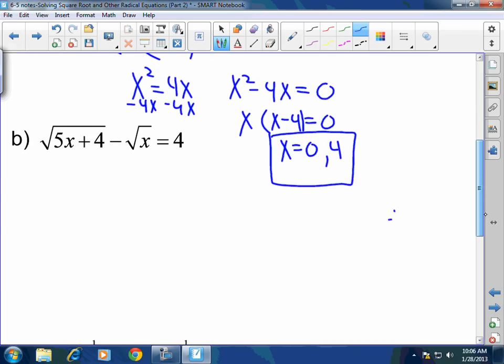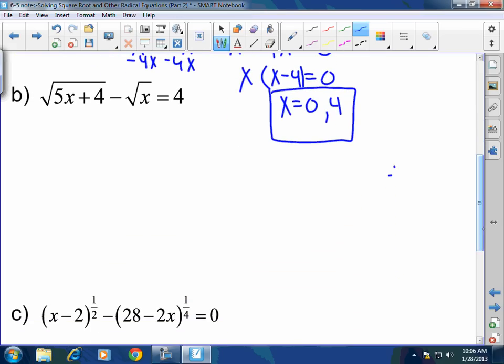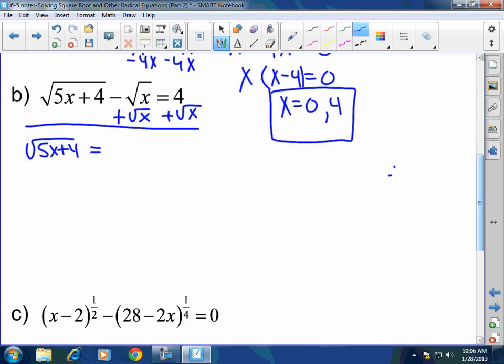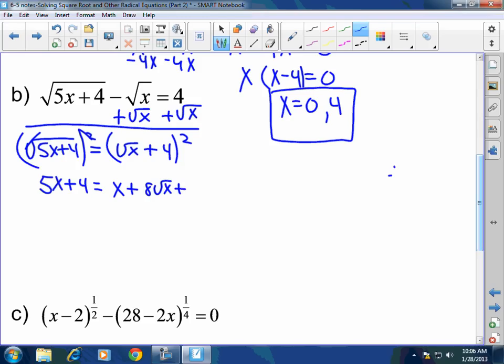Okay. Let's go ahead and do another one. Same difference. Get one of the square roots alone on one side. So I have the square root of 5x plus 4 equals the square root of x plus 4. Square both sides. Cancels out the square root. 5x plus 4 equals the first term squared, x, plus 2 times the first and the second term, so that's 8 square root of x, plus the second term squared, 16.